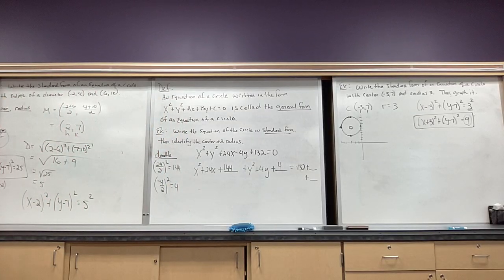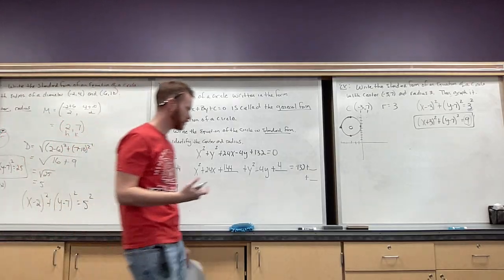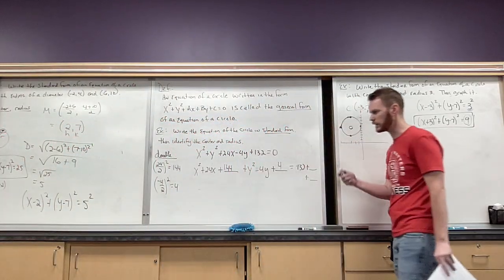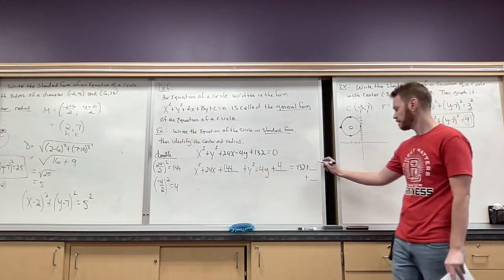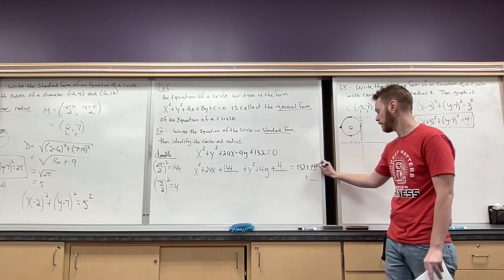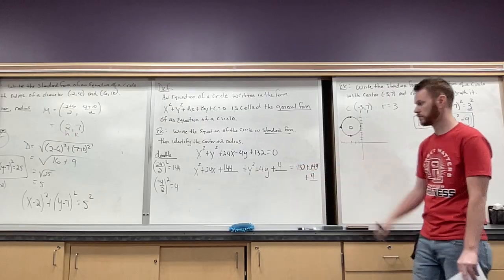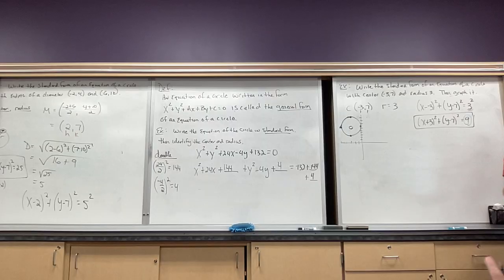Now because I did that, that's not the same equation anymore. I added stuff to it. So what I have to do to keep things balanced and keep it the same type of equation, I have to add it over the other side. But I have to add both of those values, okay? So like I said, it's like completing the square twice.